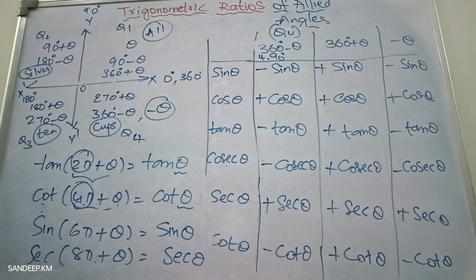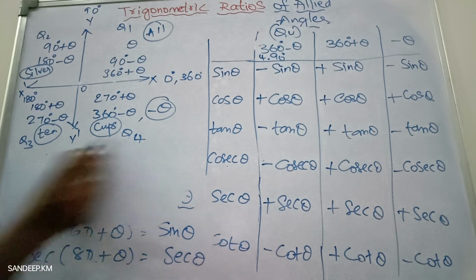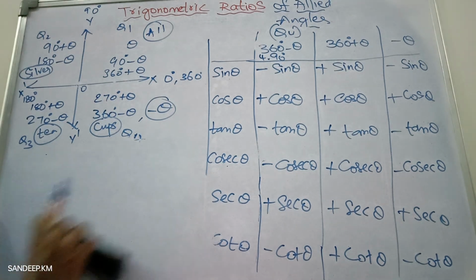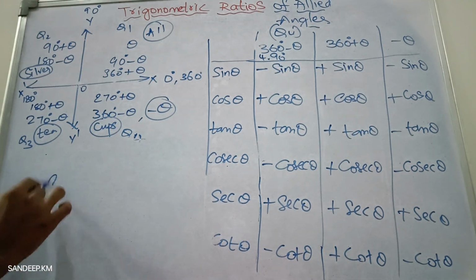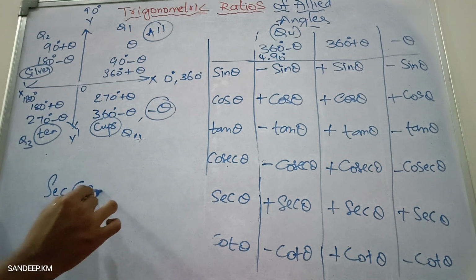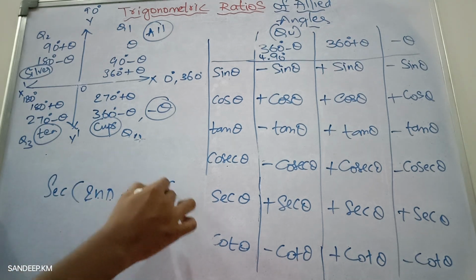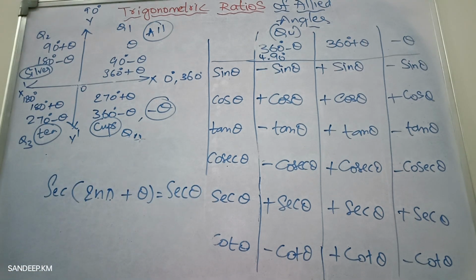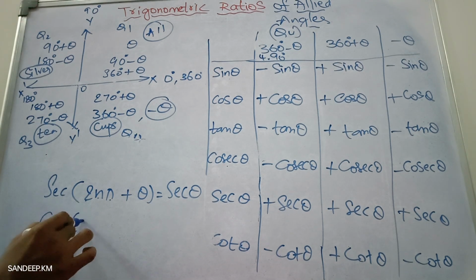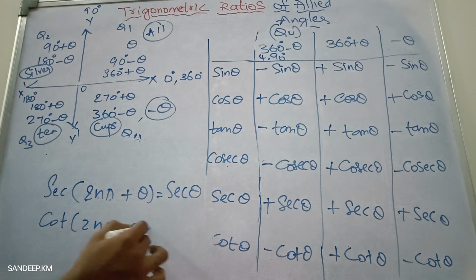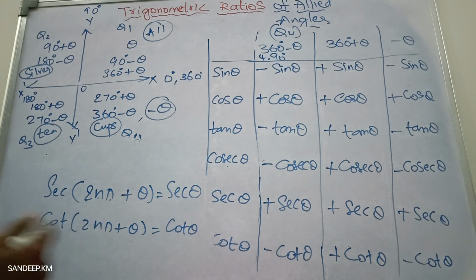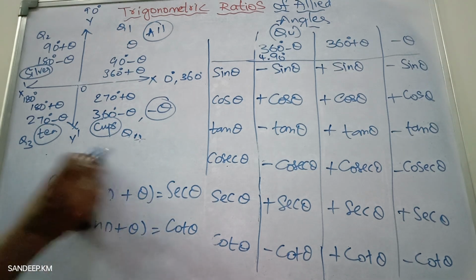So therefore, dear students, in general, once again, you can take any trigonometric ratio, for example secant, if it is a multiple of 2 pi plus theta, then it remains as it is. So keep this in mind. Any trigonometric ratio, you can also take cot of 2n pi plus theta, which is cot theta. It remains as it is.